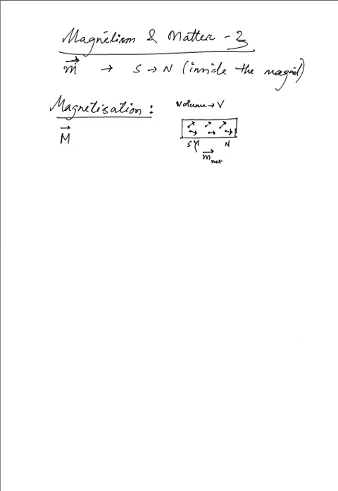In some other books this term may be in the form of intensity of magnetization, and it may use the notation I instead of capital M. That's as per the text that has been given in that book, but here we are using capital M as the magnetization, which is also the intensity of magnetization.